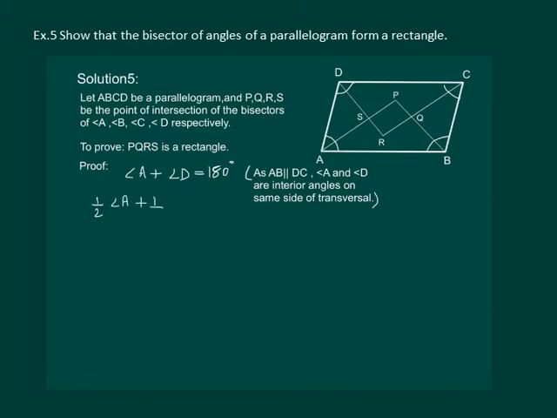Now half of angle A plus half of angle D will be equal to half of 180 degrees. From the figures, clearly we can see that angle DAS plus angle ADS is equal to 90 degrees. So we write, by converse of Pythagoras theorem, that PQR is a right triangle. Let us mark this as 1.